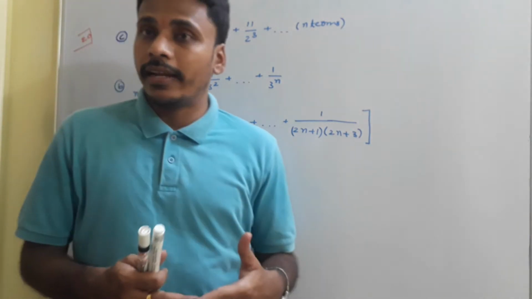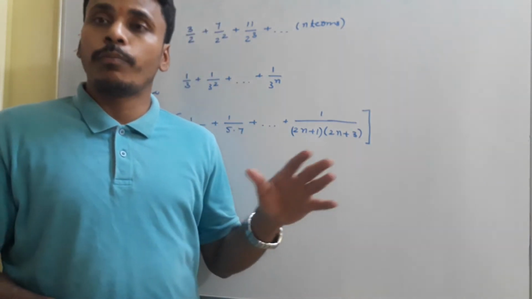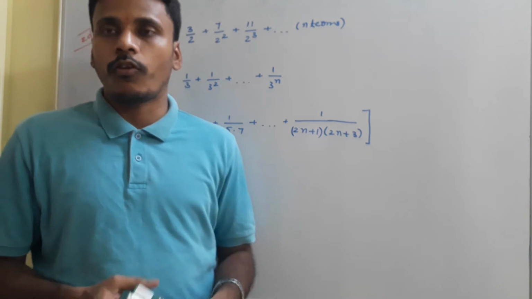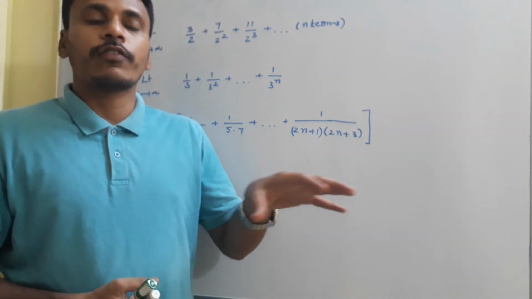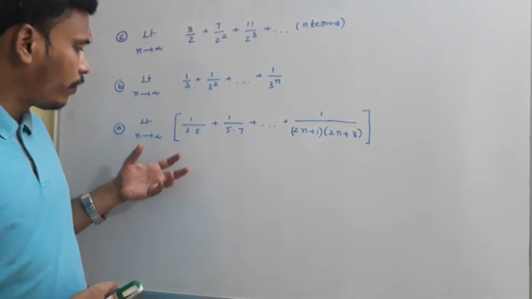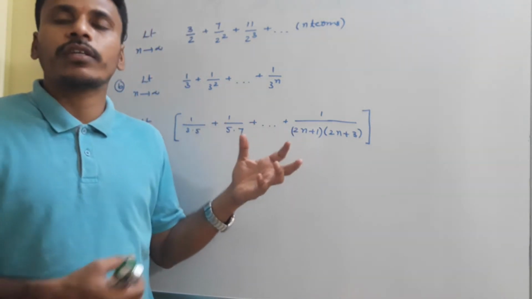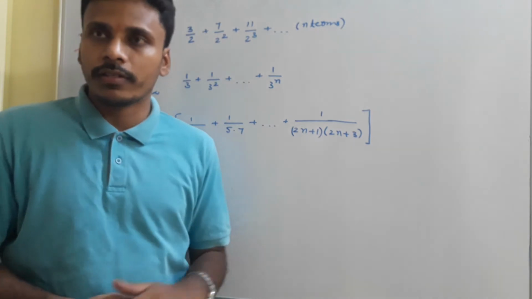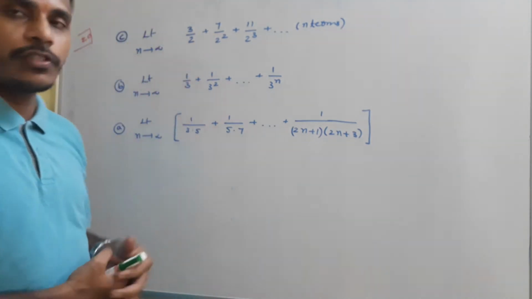Part of limits at infinity. Okay, already in the previous class, you may say it as part 1 of limits at infinity, we discussed a few problems. Limit as n tends to infinity. For some functions we found limits in the previous class, and now some other functions here.